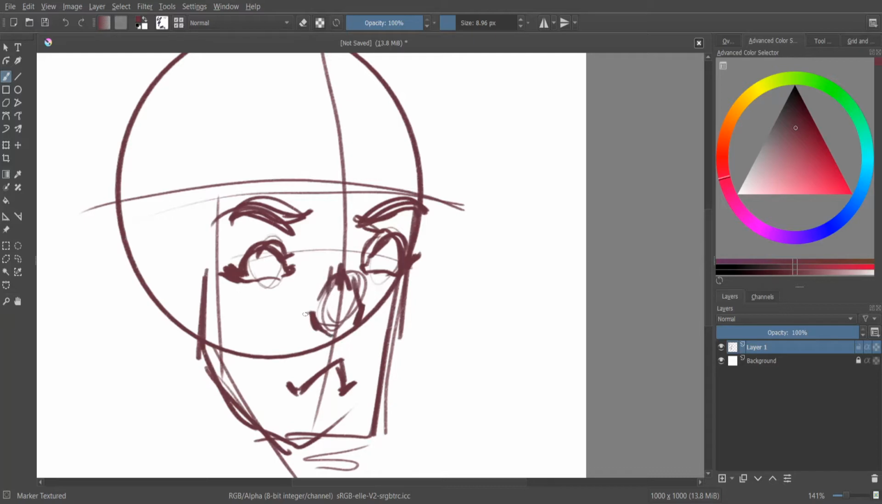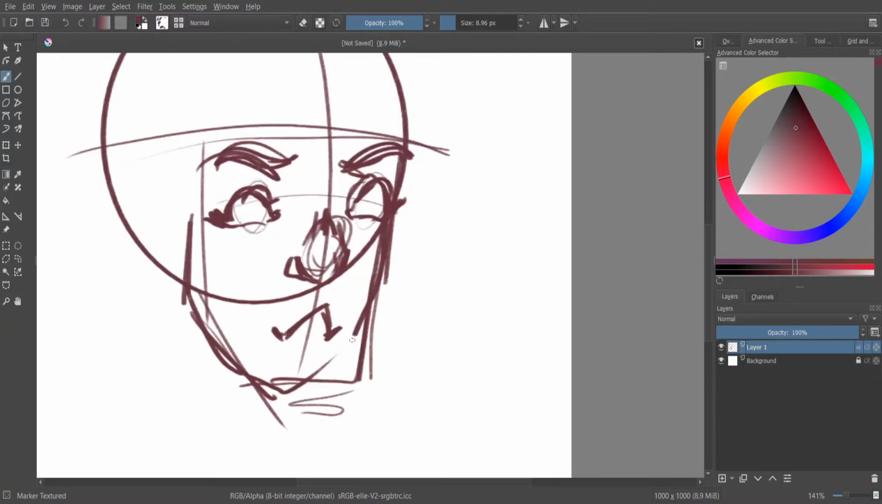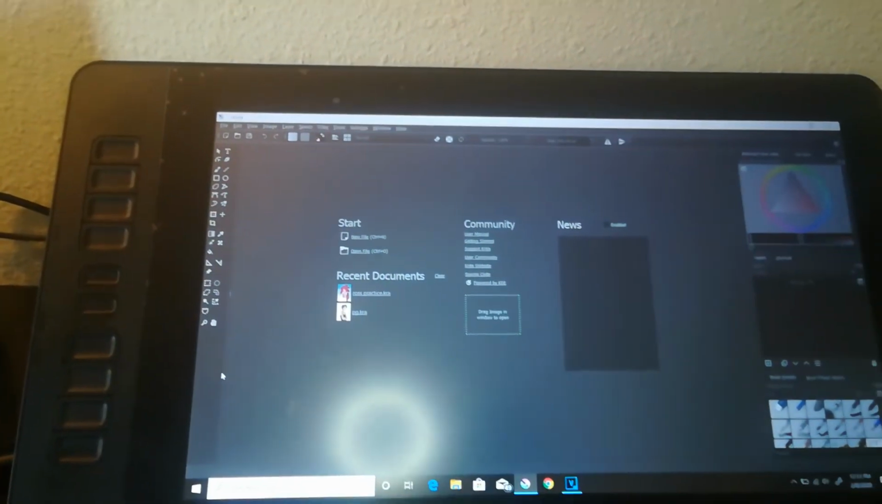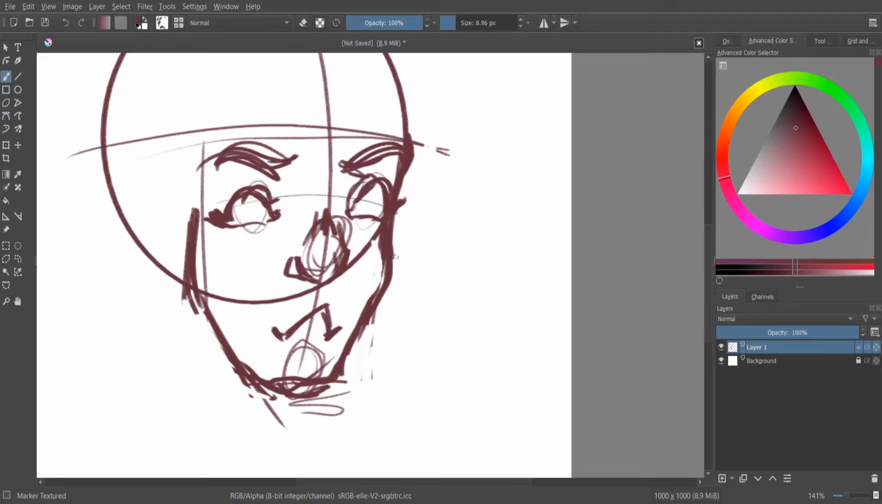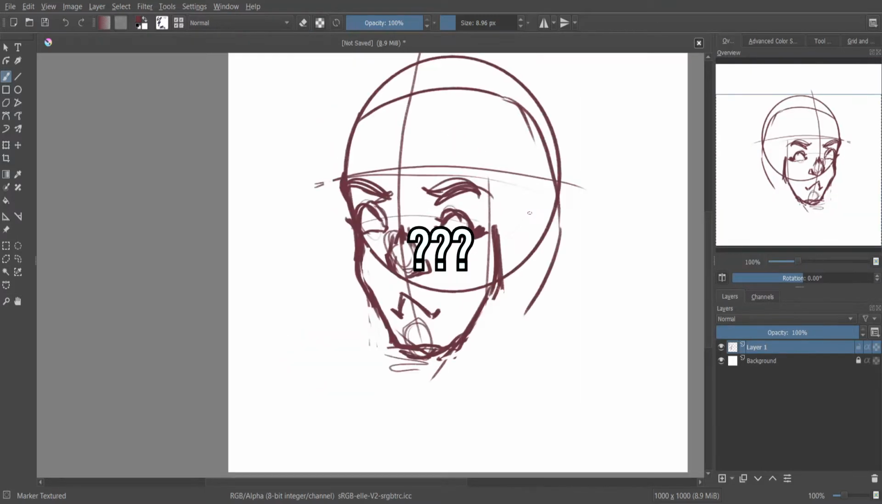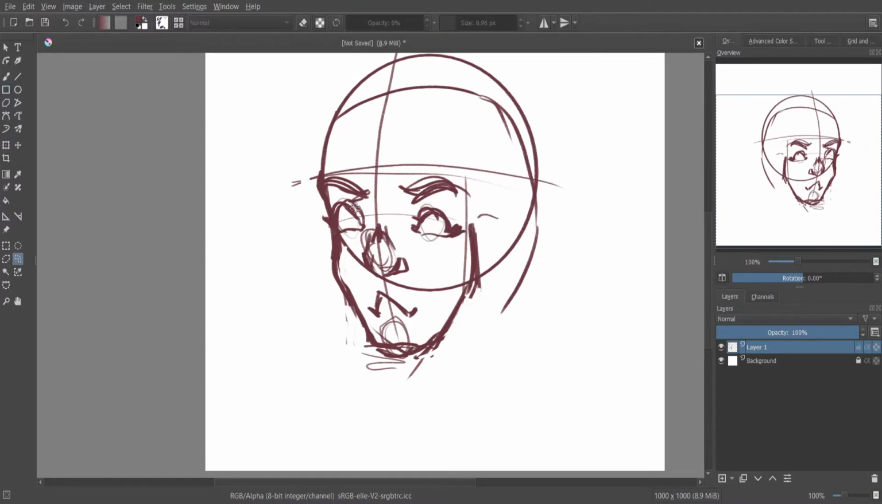Now, for starters, I want to give a huge thank you to my friend Vanessa for giving me this baby right here, my new Gaomon PD1560. I think that's what it's called. But yeah, thank you, Vanessa. I love you, and I've been using it a lot. Okay, now that's out of the way.